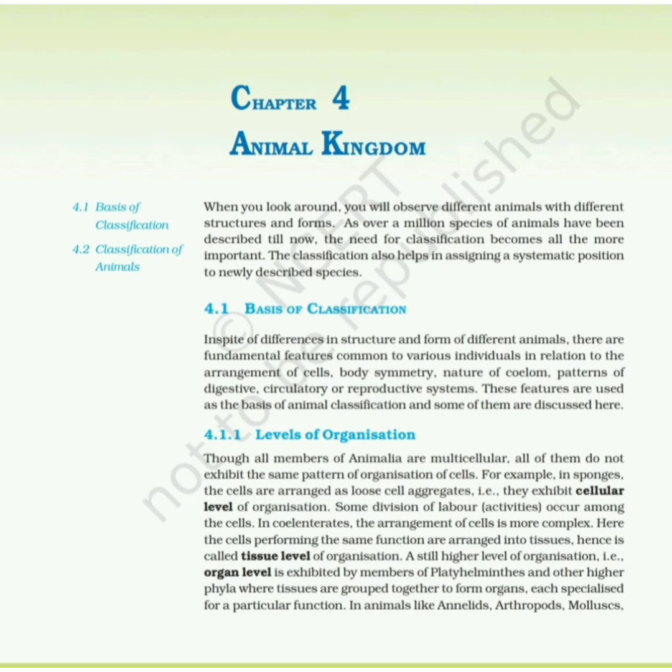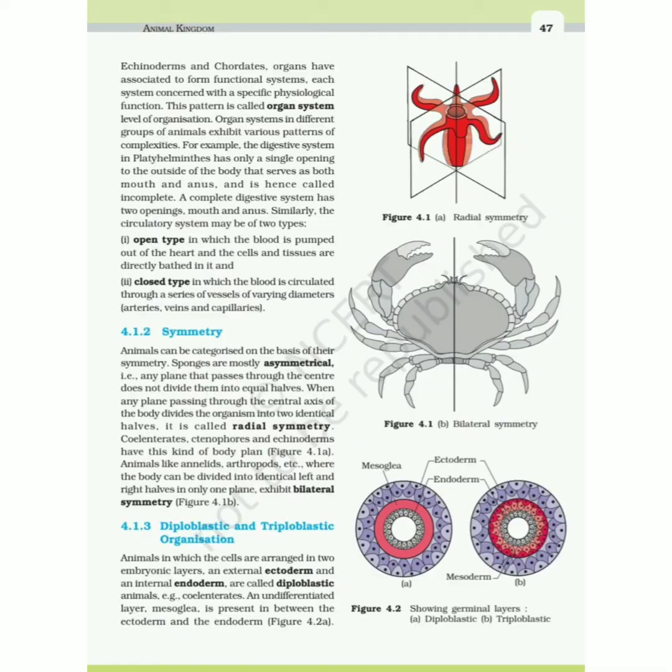A still higher level of organization, i.e., organ level, is exhibited by members of platyhelminthes and other higher phyla, where tissues are grouped together to form organs, each specialized for a particular function. In animals like annelids, arthropods, mollusks, echinoderms and chordates, organs have associated to form functional systems, each system concerned with a specific physiological function. This pattern is called organ system level of organization.